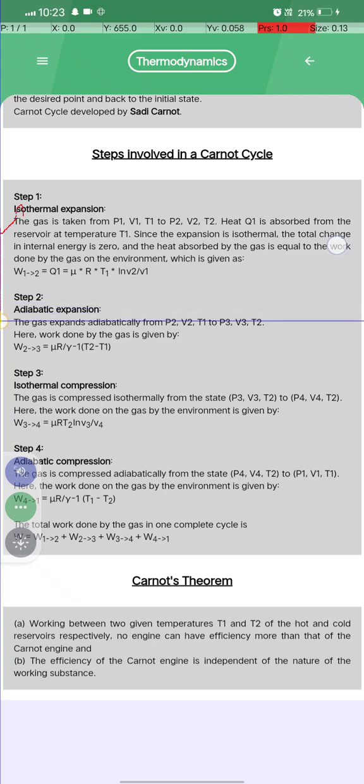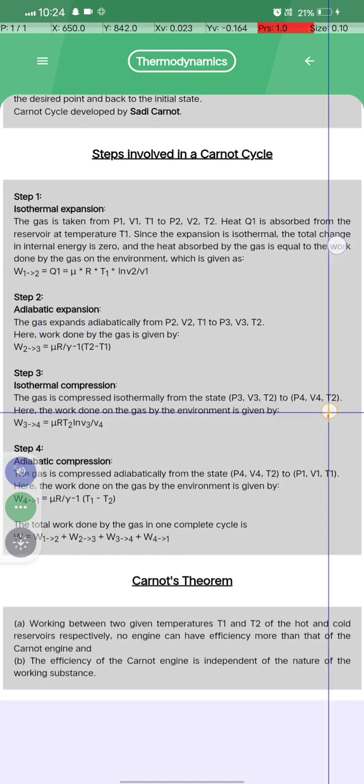Step 2, adiabatic expansion. The gas expands adiabatically from P2 V2 T1 to P3 V3 T2, and here the work done by the gas is given by W23, the work done from 2 to 3, which is equal to μR/(γ−1) (T1 − T2).